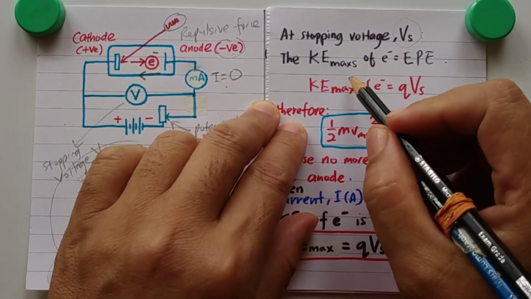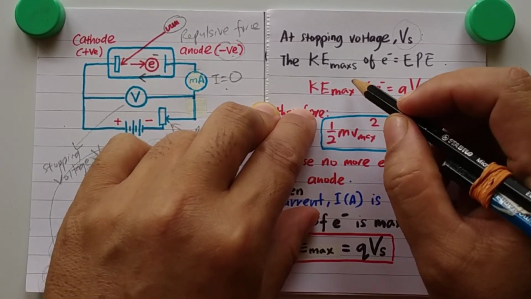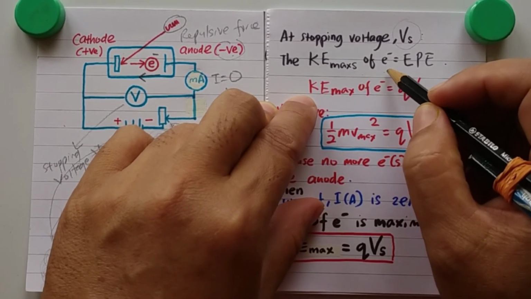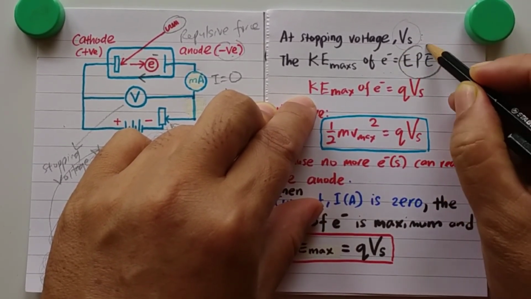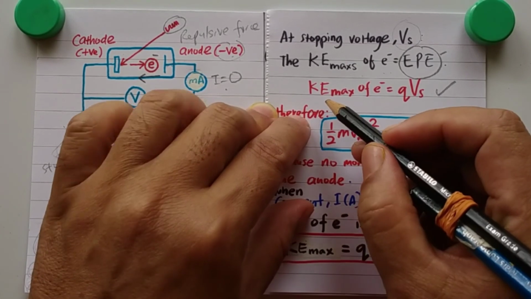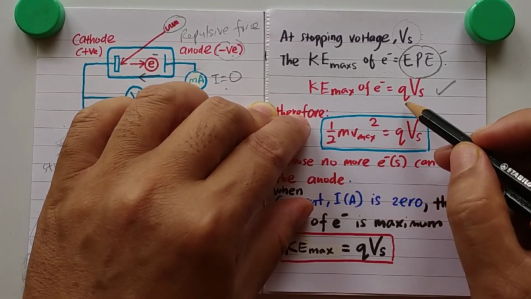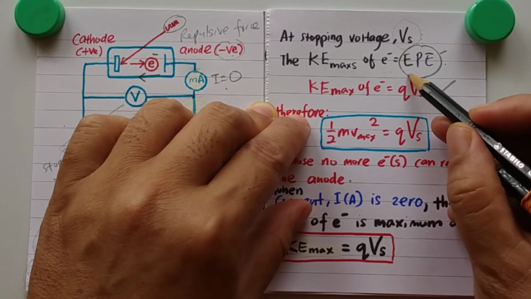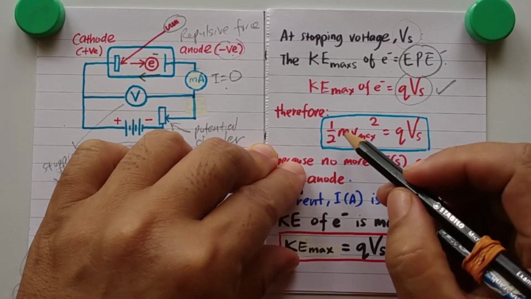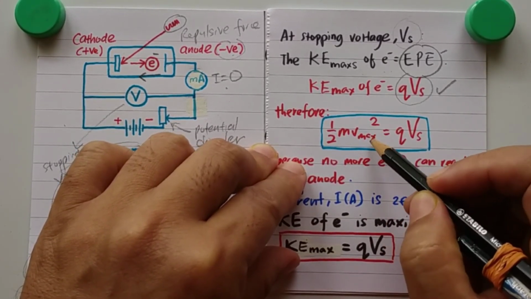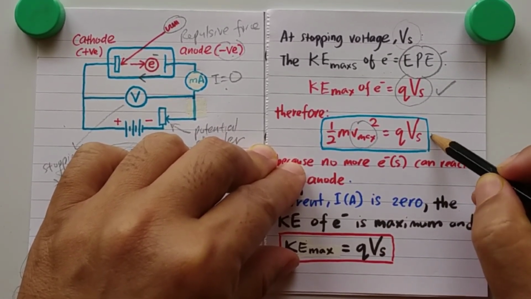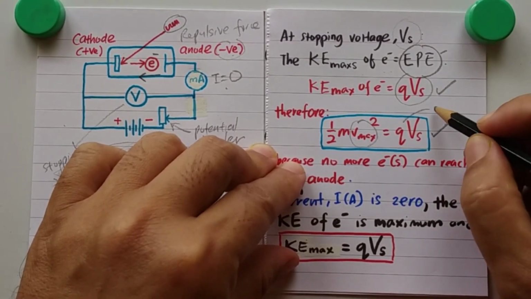At the stopping voltage Vs, the electron has the maximum kinetic energy. That means the maximum kinetic energy of the electron is equal to the electrical potential energy. Then we can write the equation as the maximum kinetic energy of the electron equals QVs. This one is the electrical potential energy. Therefore we can also write it as half mv squared maximum, where v is the velocity of the electron, equals QVs. Here Q is the charge of the electron.